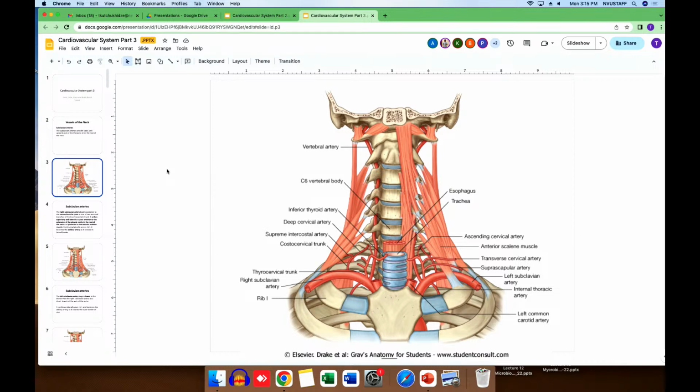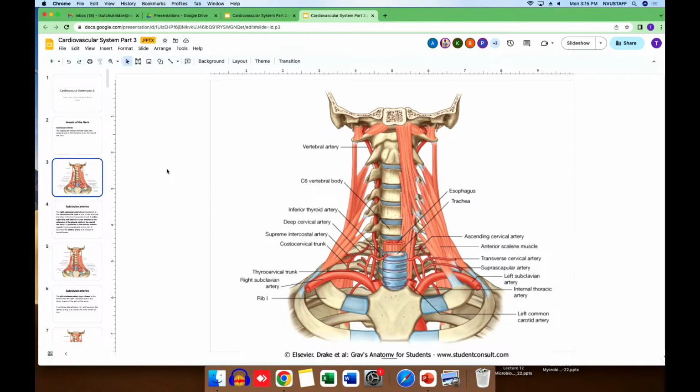First, let's start with the vertebral artery. The vertebral artery is the first branch of the subclavian artery, and it arises at the root of the neck. It is a large branch arising from the first part of the subclavian artery medial to the anterior scalene muscle, right? And it ascends and enters the foramen transversarium of the vertebra at C6, cervical vertebra number 6.